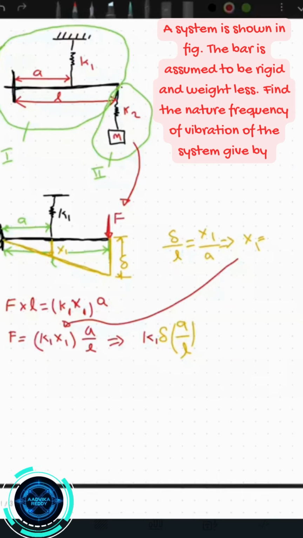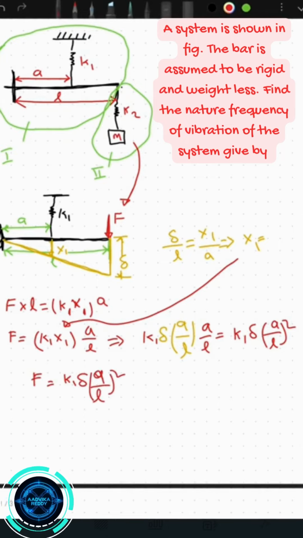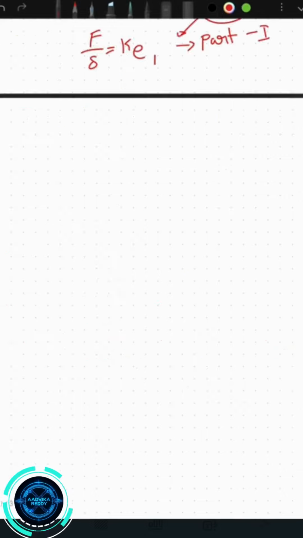Now, F equals K1 into delta into A by L, again into A by L. Finally, F equals K1 into delta into (A by L) whole square. Equivalent stiffness KE1 equals force F divided by deflection delta. Now, KE1 equals K1 into (A by L) whole square.